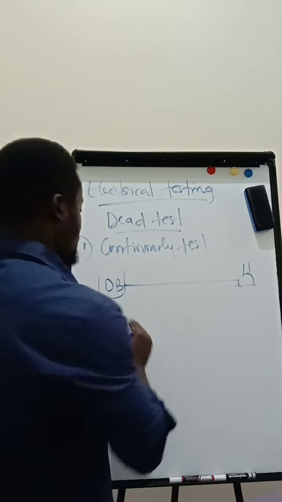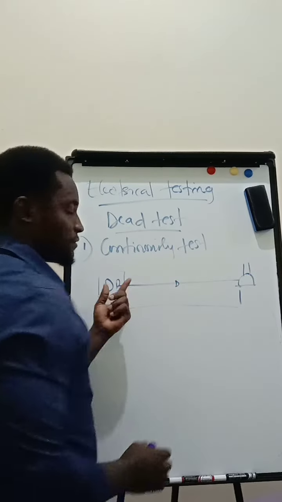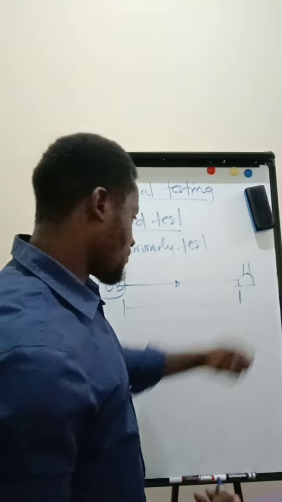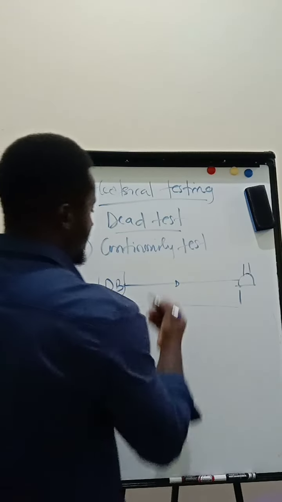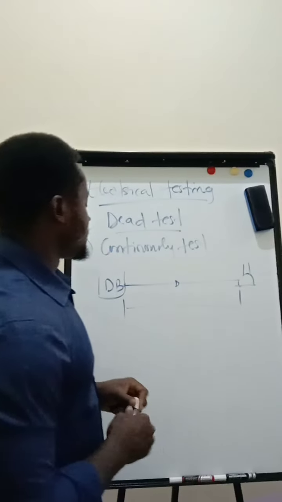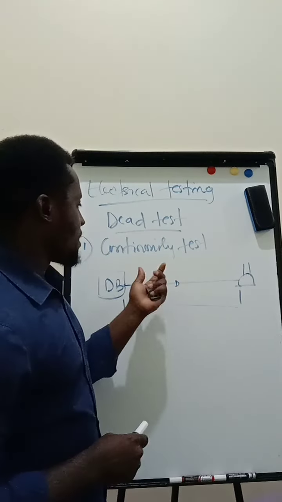So in this case now we have to carry out a continuity test to ensure that we will have electrons flowing from one point to the other point, or having currents flowing from one point to the other point. So we'll be carrying out this test using a measuring equipment, a multimeter.